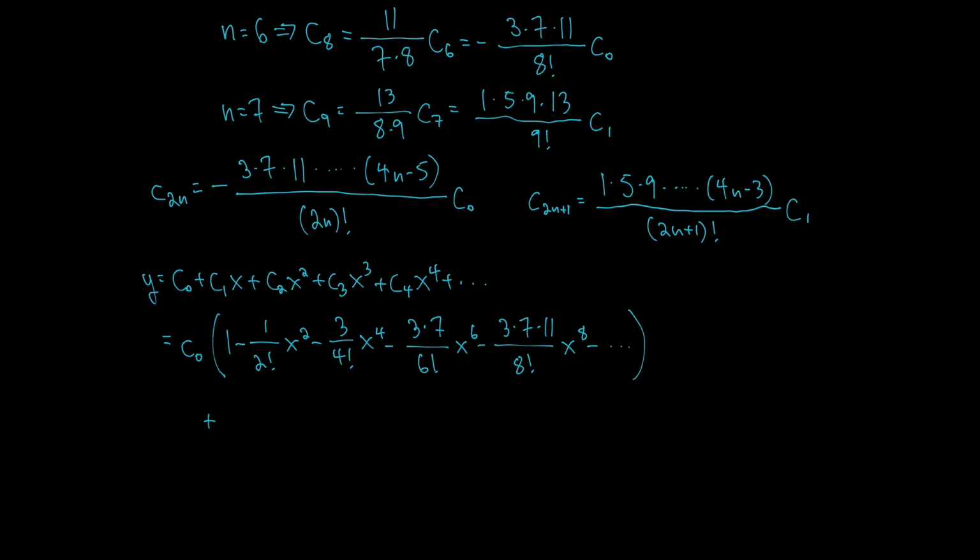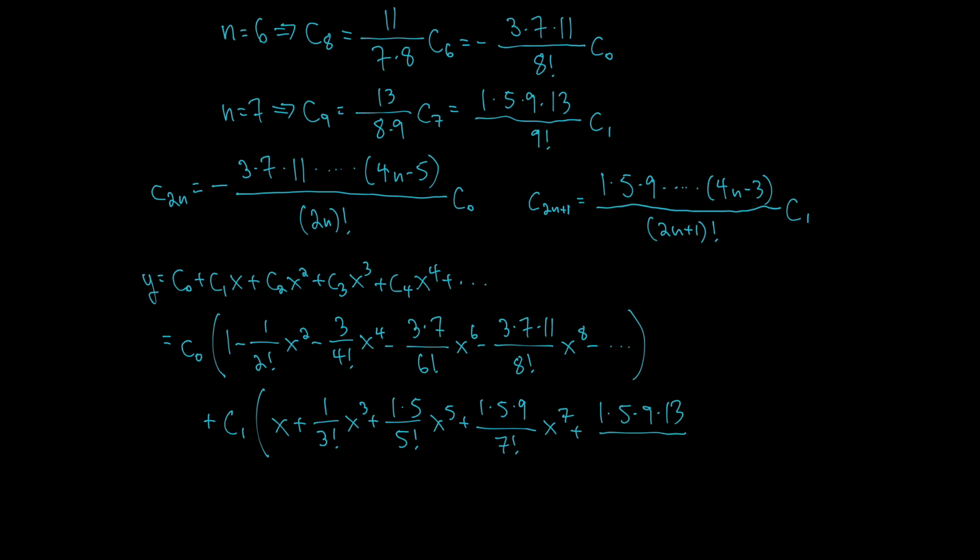plus, so that was our even coefficients, plus our odd ones, which give x plus 1 over 3 factorial x cubed plus 1 times 5 over 5 factorial x to the fifth plus 1 times 5 times 9 over 7 factorial x to the 7th, and 1 times 5 times 9 times 13 over 9 factorial x to the 9th, and so on.